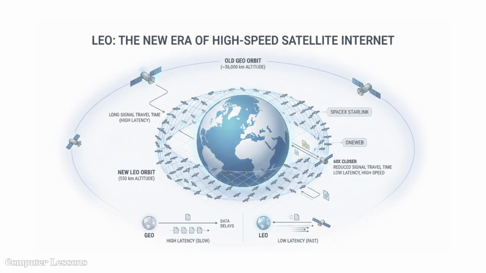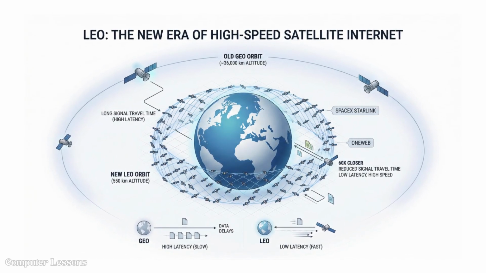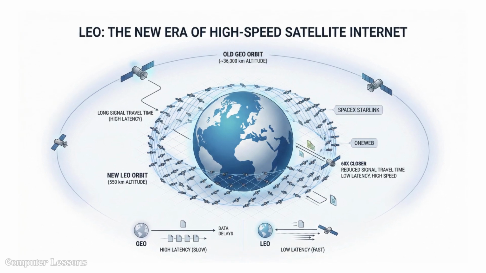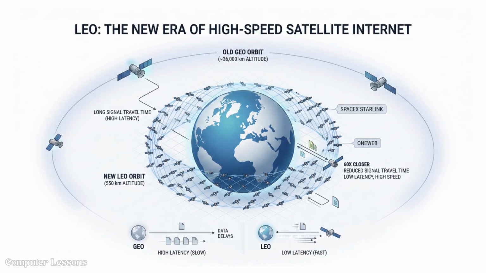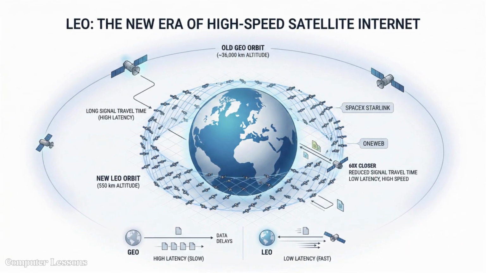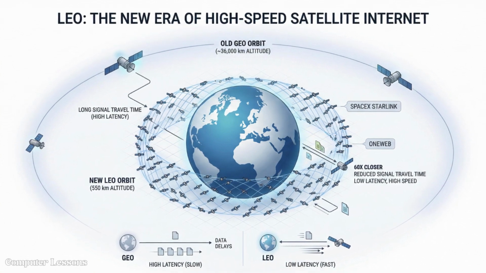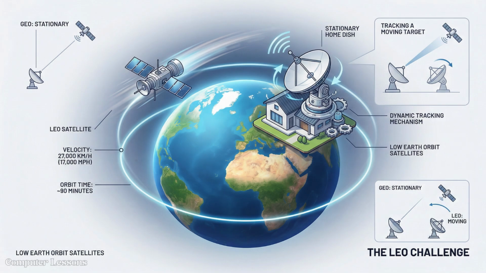Enter the new era of low Earth orbit, or LEO. Companies like SpaceX with Starlink and others with OneWeb are launching satellites into an orbit only 550 kilometers high. This is 60 times closer than the old GEO satellites, reducing the signal travel time to a tiny fraction. Because they are so close to Earth, LEO satellites must travel incredibly fast to avoid falling out of the sky. They orbit the planet every 90 minutes, screaming across the sky at 27,000 kilometers per hour.